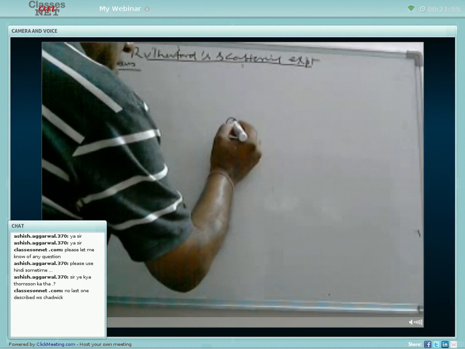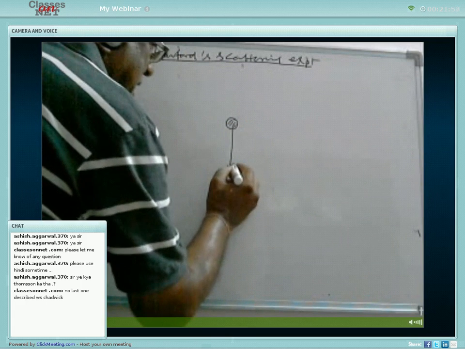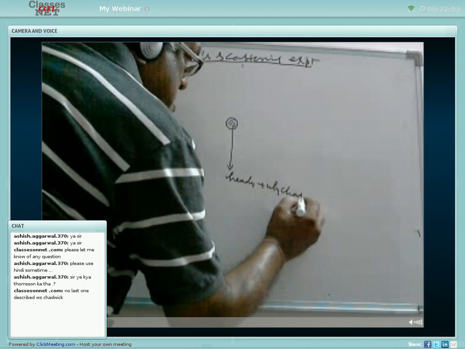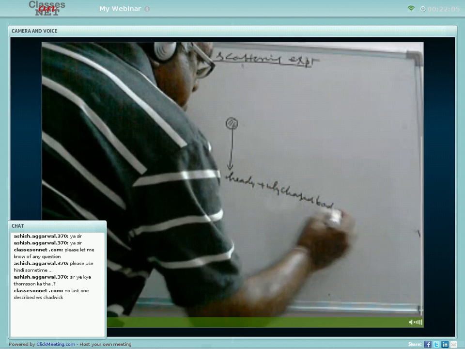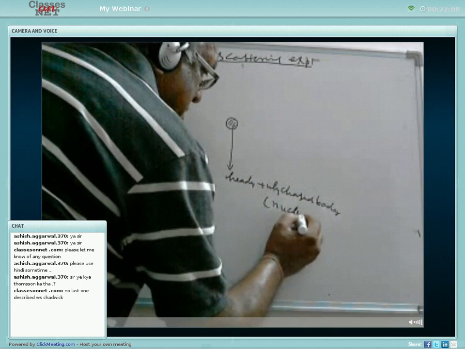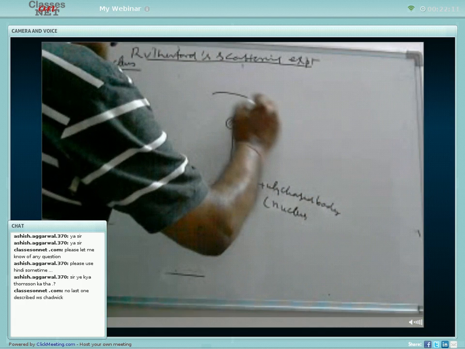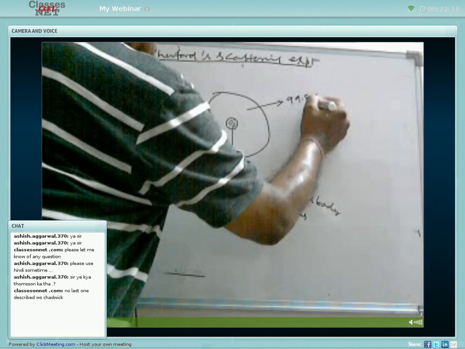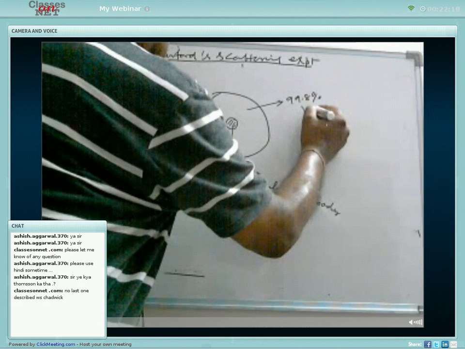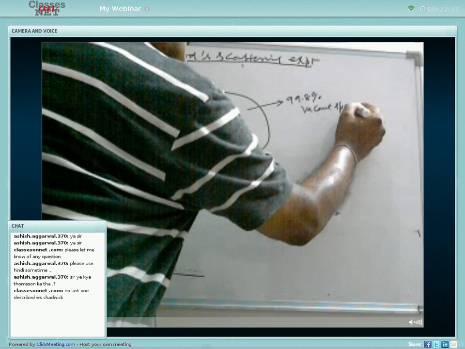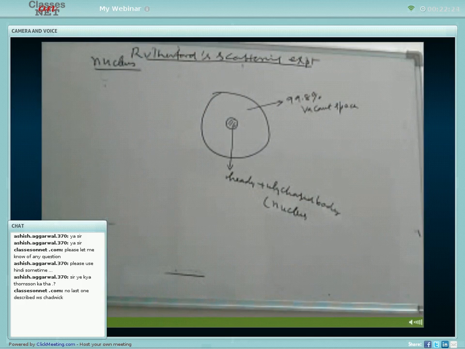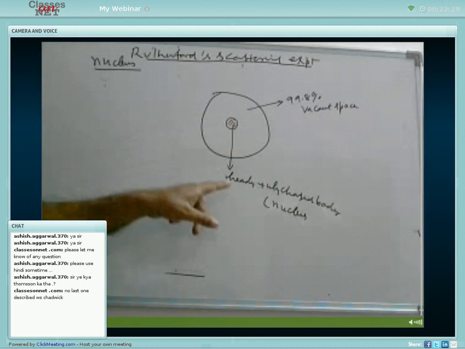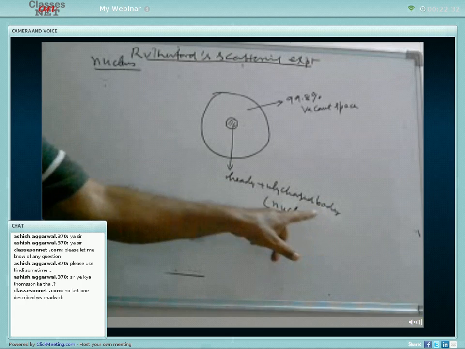There is a nucleus, which is a heavy positively charged body, named the nucleus, and around this there is vacant space, 99.8% vacant space in the atom. So this is the Rutherford model of atom. This is the nucleus, which consists of a positively charged body.